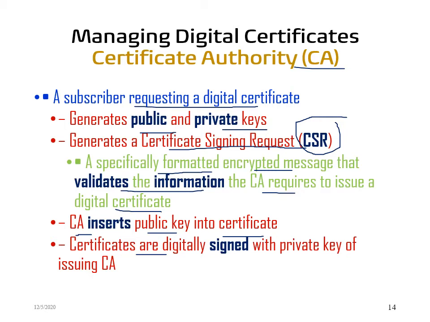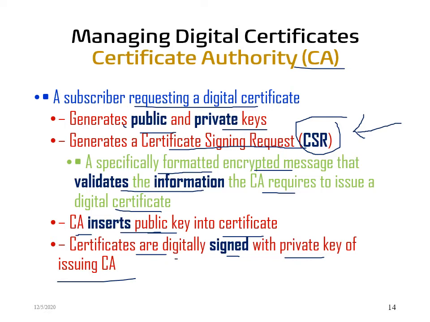Certificates are digitally signed with the private key of the issuing CA. So this is the final, fourth step. In the first step, it will generate the public key and private key. Then, before sending the information, it will validate the information with the help of the CSR. Finally, it will issue the digital certificate and insert the public key into the certificate. So the public key generated in the first step will be inserted into the certificate.